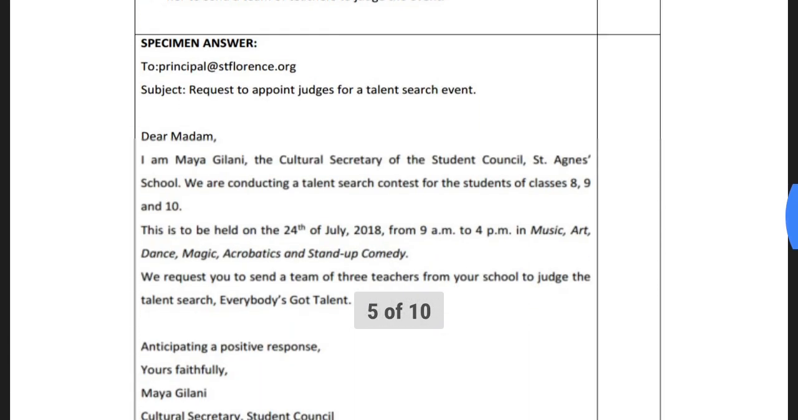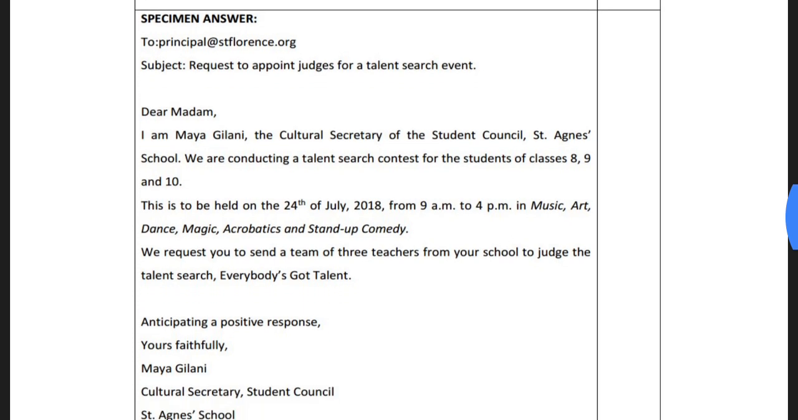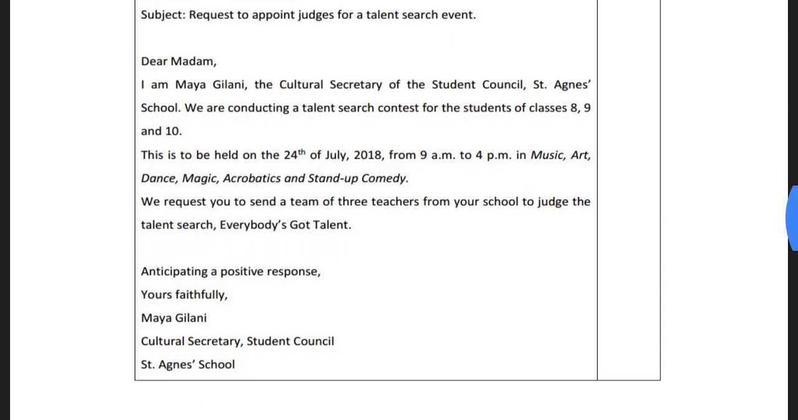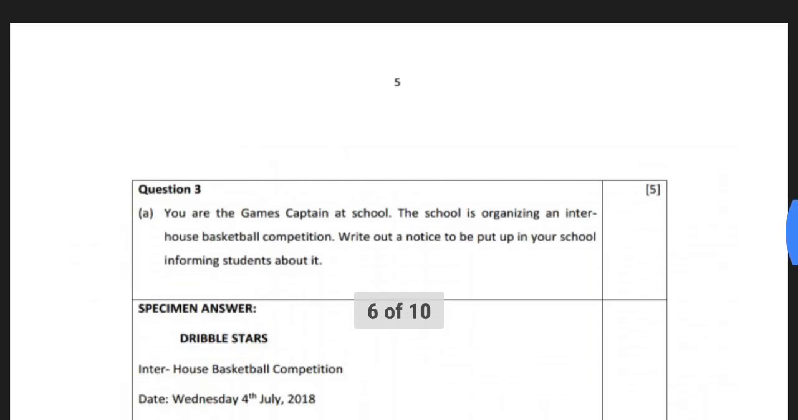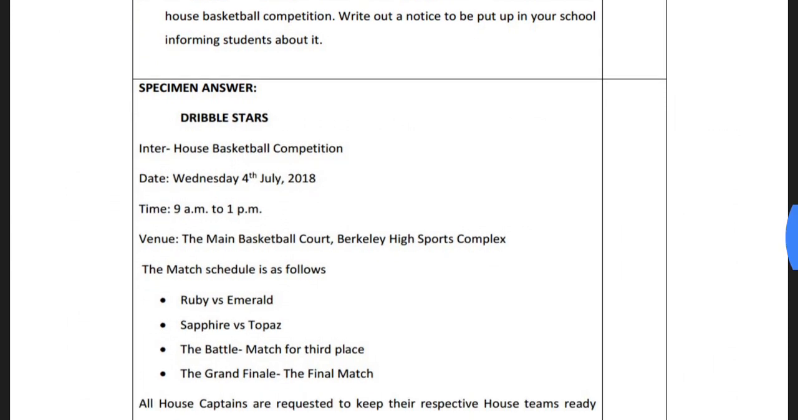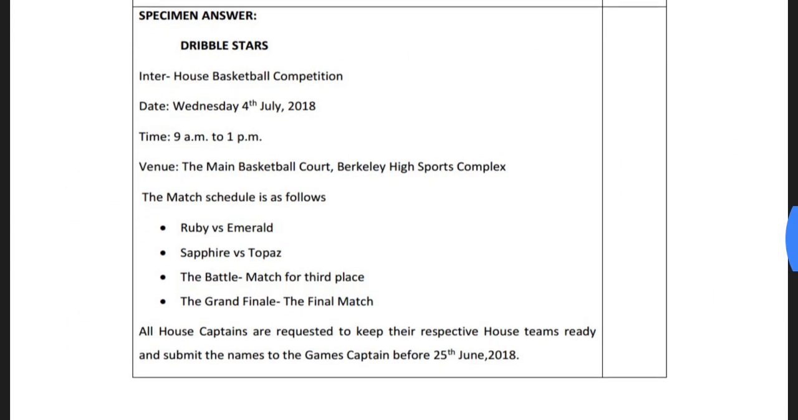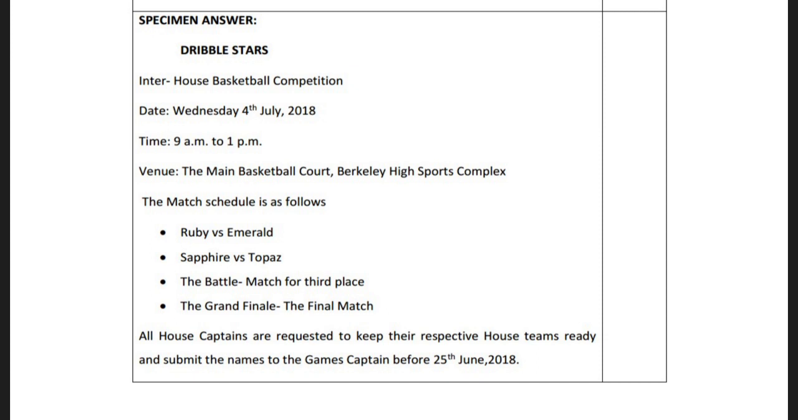Now the email, the associated email also is following the same pattern as we have seen in case of the first email. So there is nothing much to be discussed here. So the same pattern needs to be followed. Again here is another specimen answer of the notice. You can see for yourself.